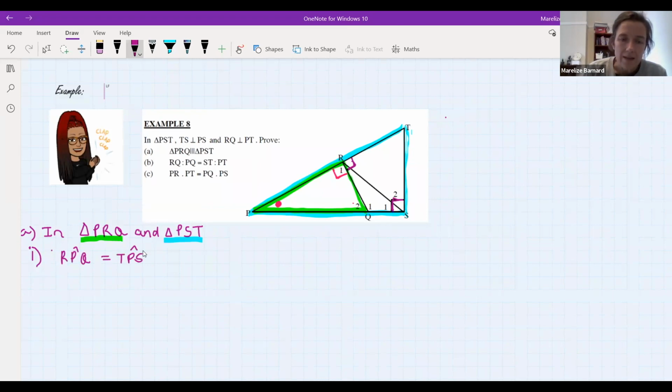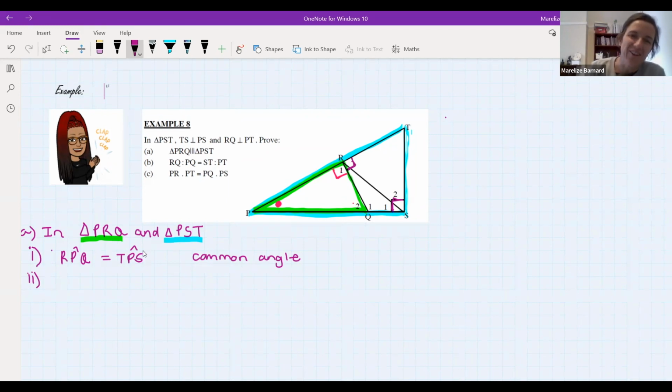And why is that? They are common. It's a common angle. Or you can just write angle P equal to angle P common, whichever way you've been taught. That's fine. Or you can do it the long way, the way I'm used to doing it, because that's how I was taught. But it's up to you. Common or common angle is fine, as long as the way you word it is the correct way.